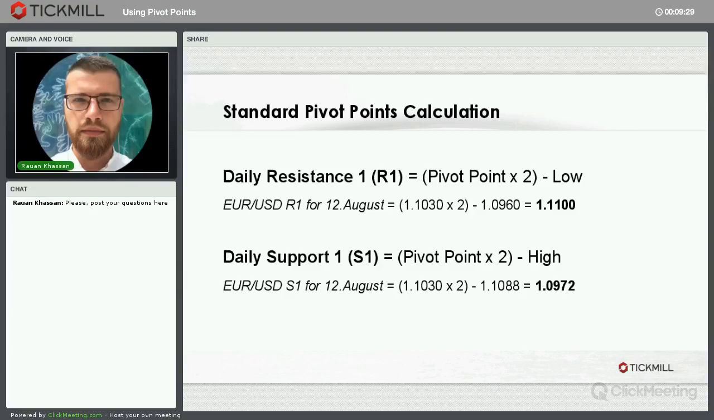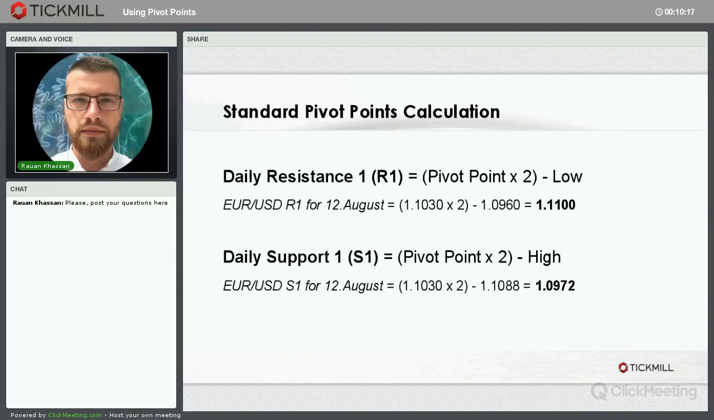The next levels for pivot point 2 are daily resistance and daily support levels. We start with the first daily resistance, which is calculated from the pivot point multiplied by 2 and subtracted from the low value. So in the case of today's daily Euro USD resistance, again, we need to multiply the actual pivot level, which was 1.1030, by 2, and then take away 1.0960. As a result, we have the 1.11 level precisely.